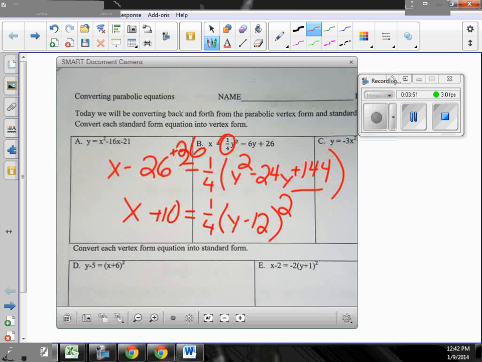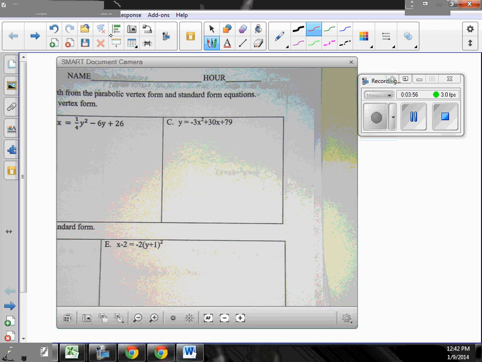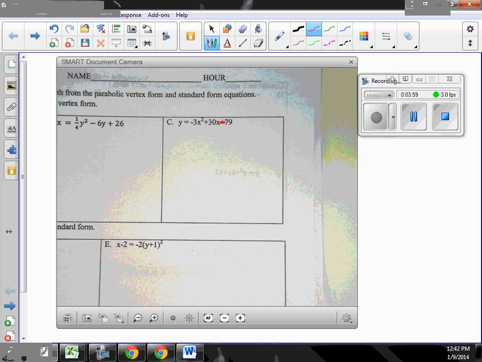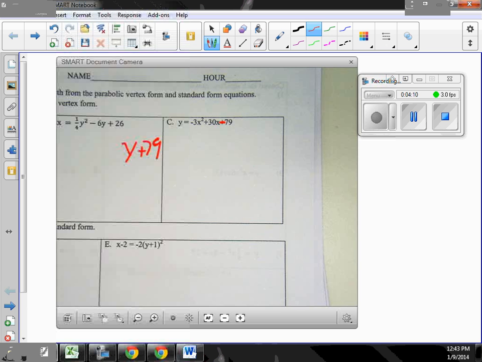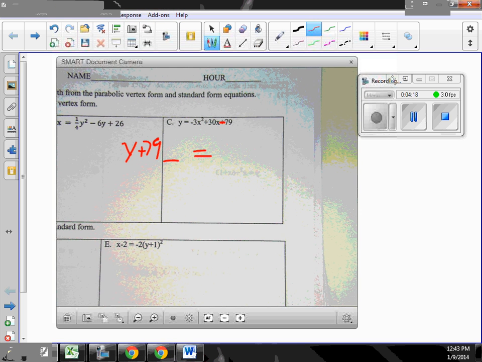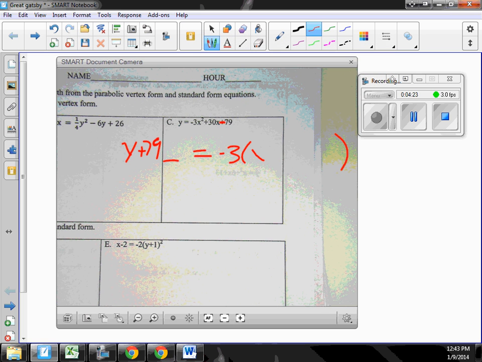Okay, letter C. I made a mistake. That's supposed to be a negative 79. So change that. So we're going to add 79 to the left side. Leave a space. Equals. That negative 3 is in the way. So I need to pull out a negative 3. So negative 3. If I pull that out, what's left? X squared minus 10x. Right.